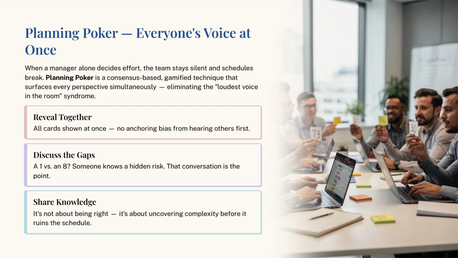Imagine your team is estimating a new feature for your app. Everyone holds up a card with a number. If one person holds up a 1 and another person holds up an 8, you don't just average the numbers and move on. You stop and ask, why did you think it was a 1? And why did you think it was an 8? Usually the person who said 8 knows about a hidden technical risk or a piece of messy code that the other person missed. It isn't about being right, it is about sharing knowledge. You are playing to uncover the hidden complexities that would have ruined your schedule later on.